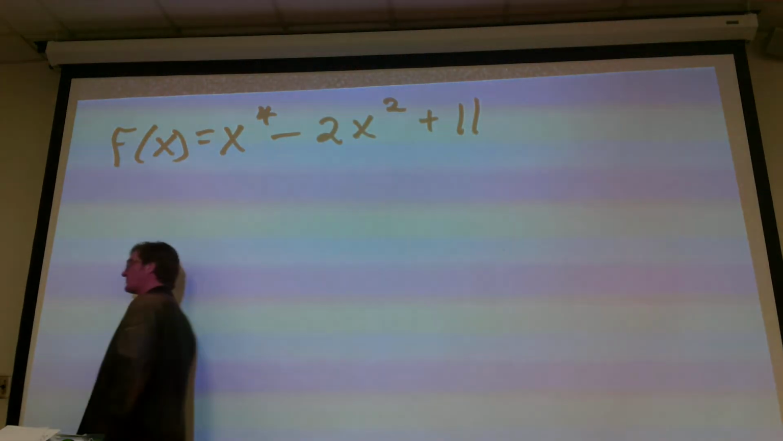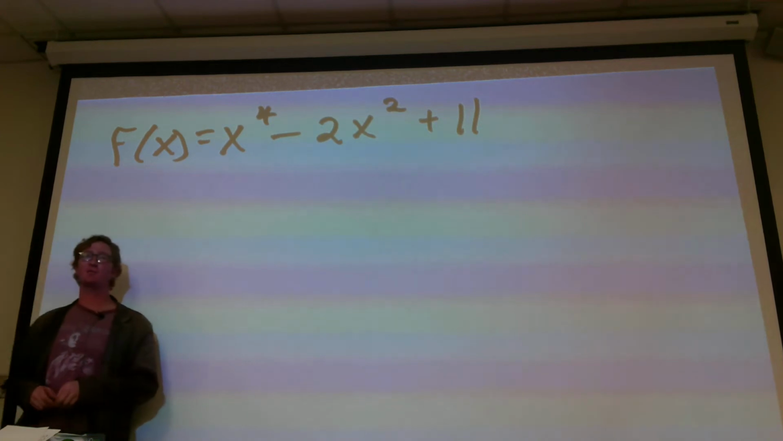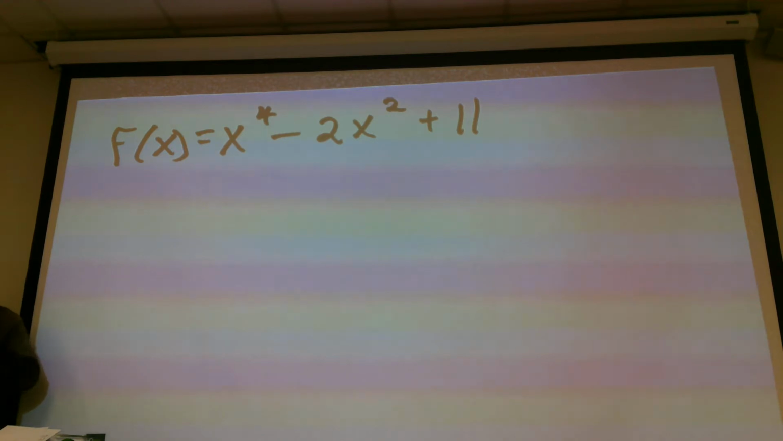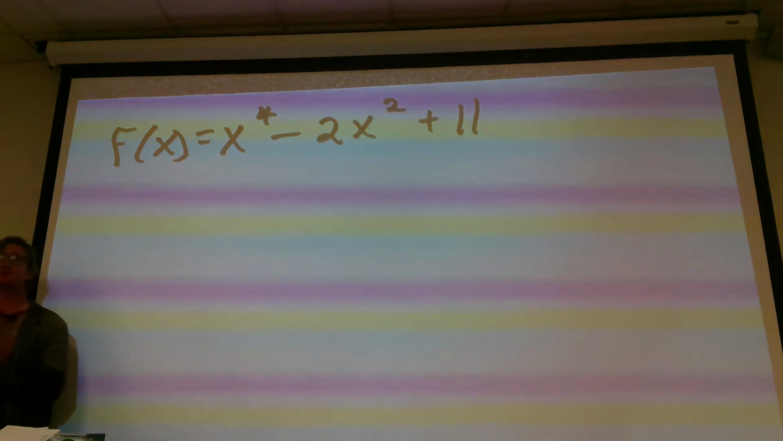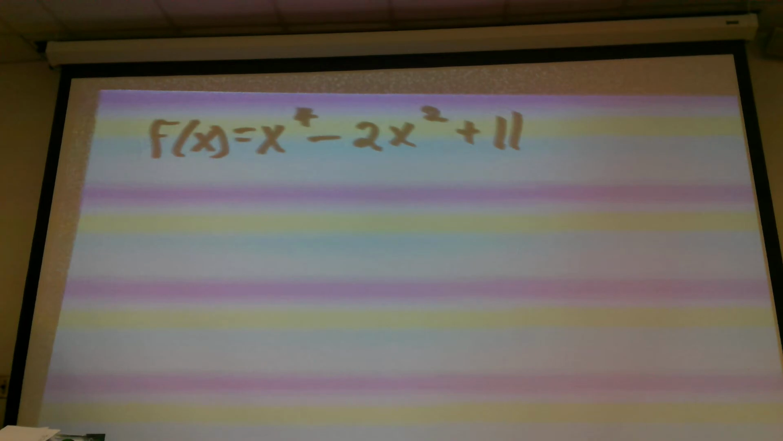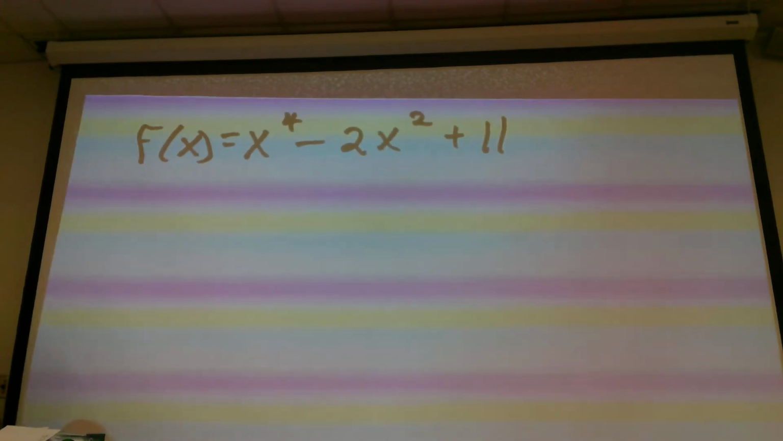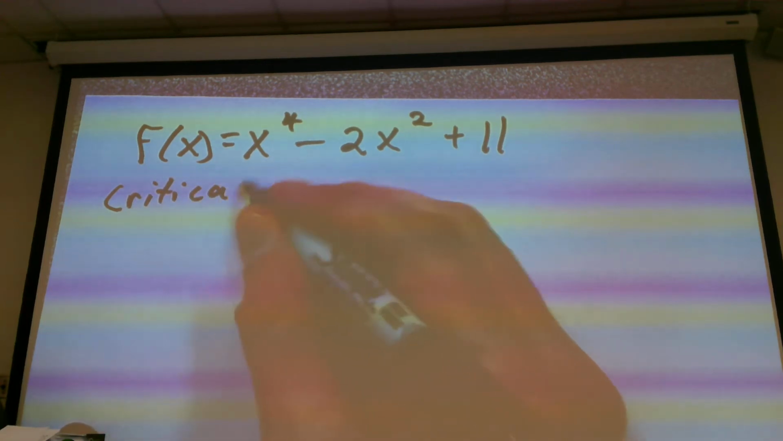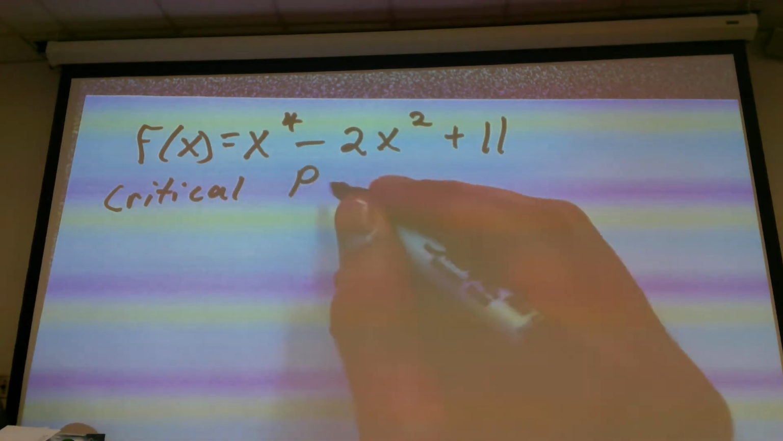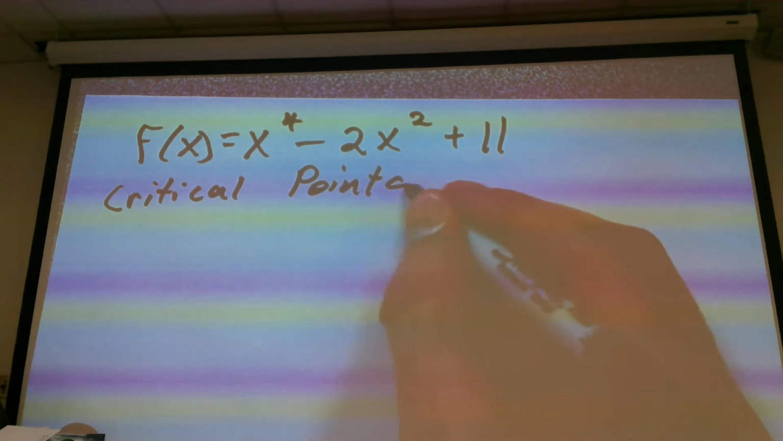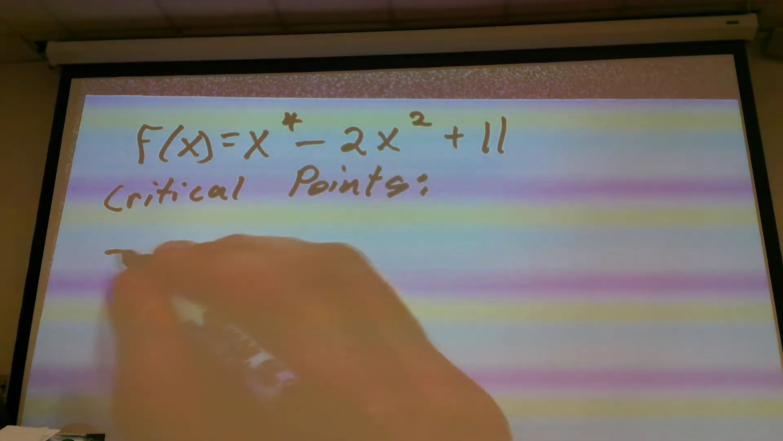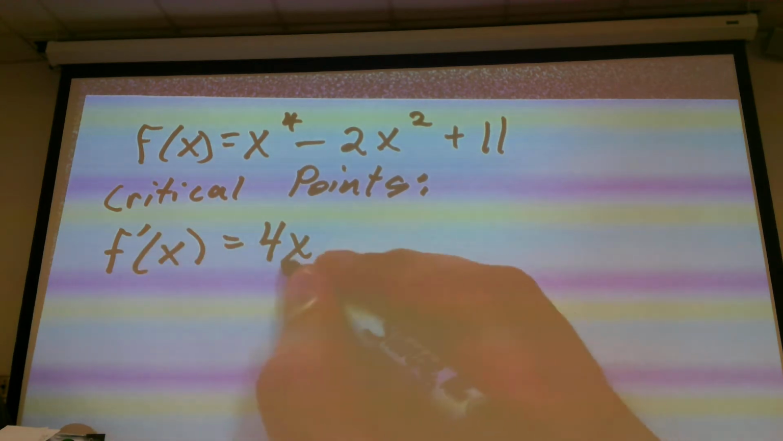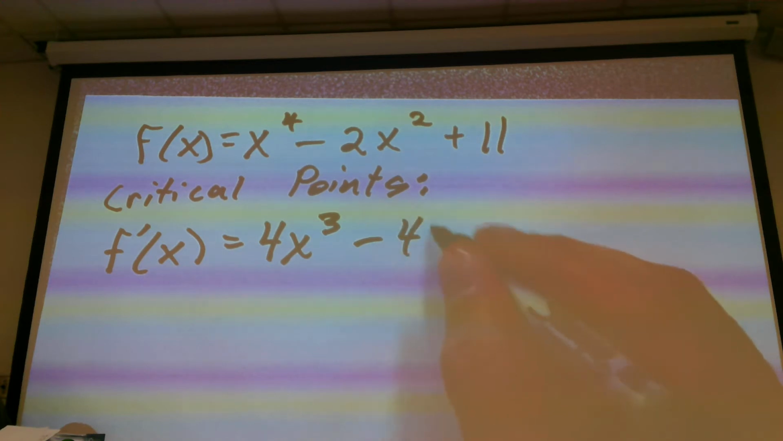Okay, so let's go through all of the steps for graphing this polynomial right here. Just like in the previous problems, the first part of this problem is the critical points. So f prime of x is going to be 4x cubed minus 4x.